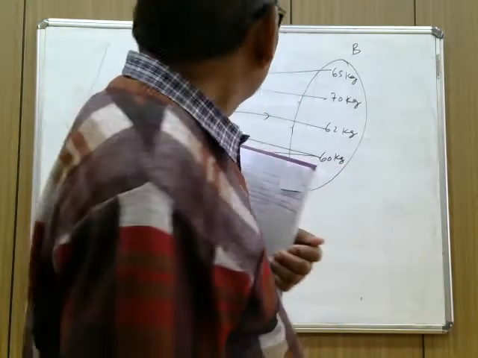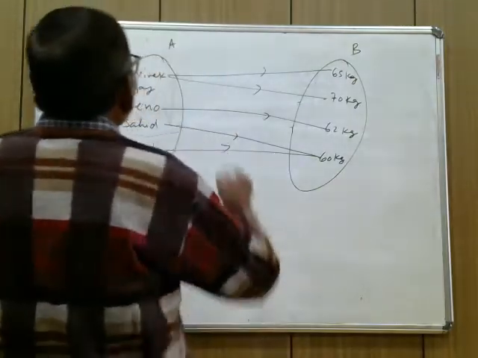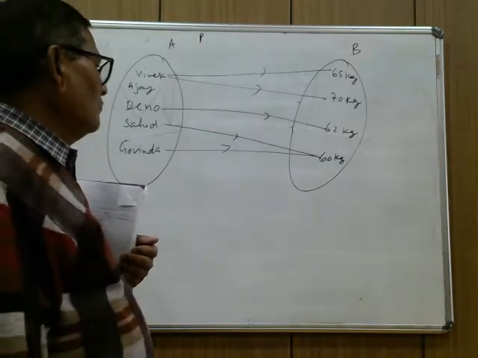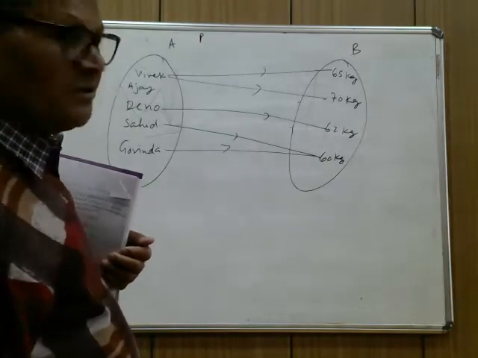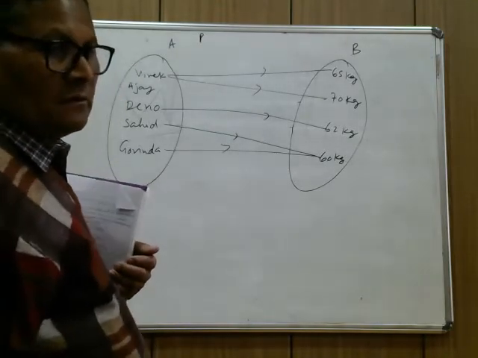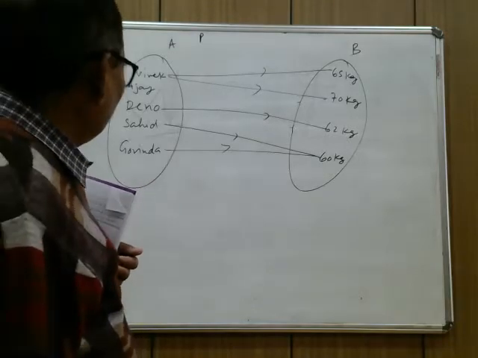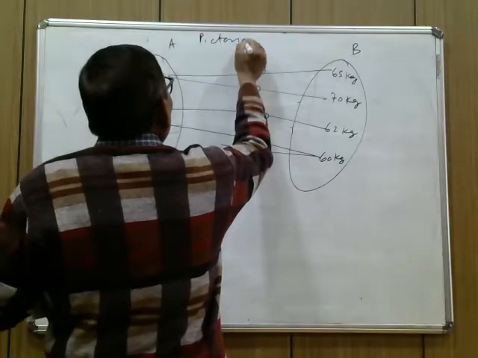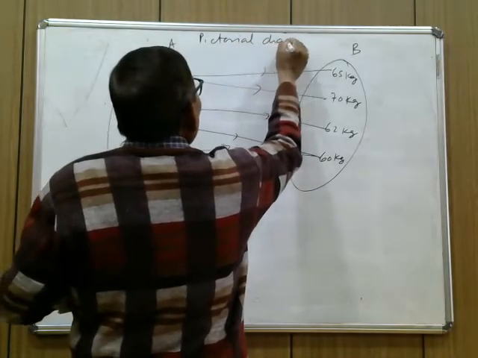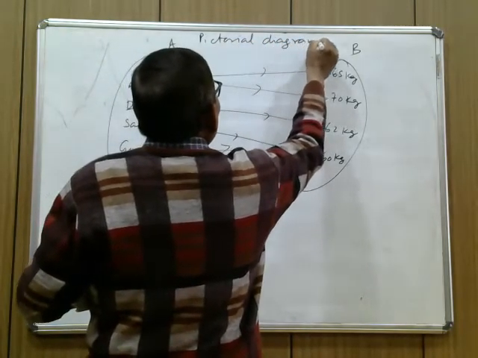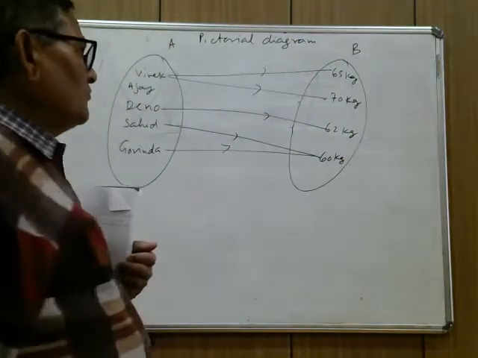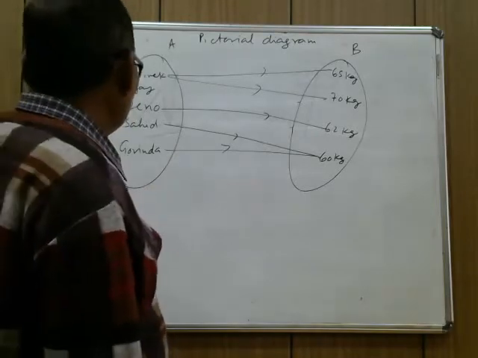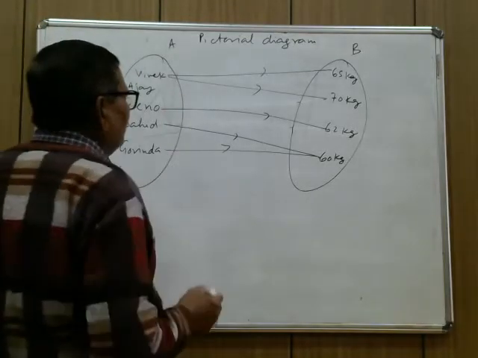Good afternoon. This is the given pictorial diagram, and you have to find out whether this arrow diagram, this visual representation of the relation, is a function or not. That is your question. So you can easily identify it.